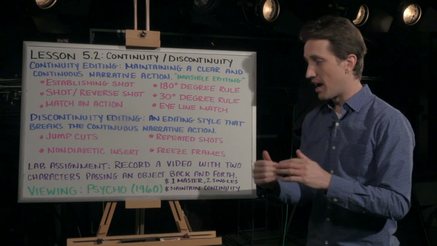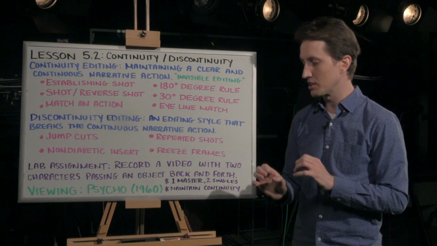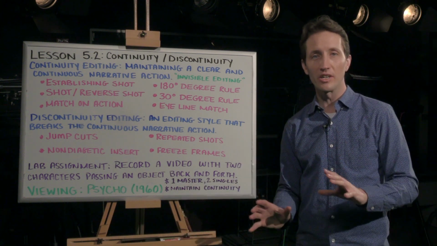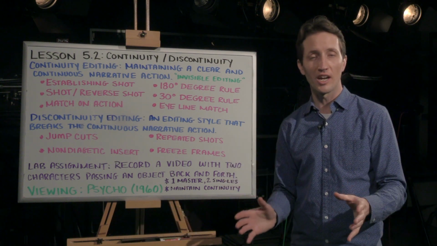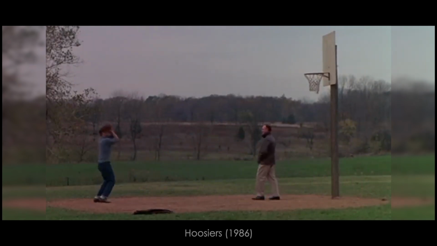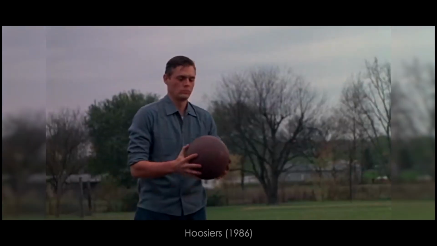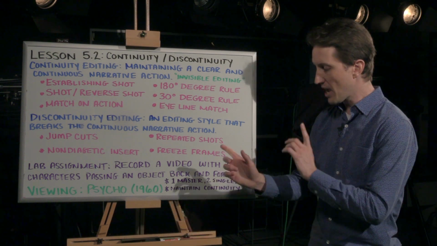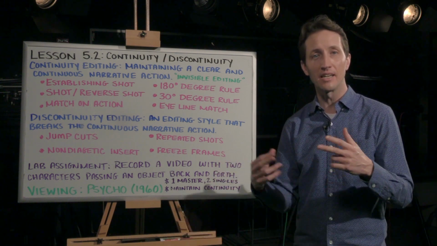But I'm actually not done yet. Your lab assignment for this week, guys, is to record a video with two characters passing an object back and forth. And the goal here is to preserve continuity. So you're going to start with a master shot that shows both characters and the object that they're passing back and forth. It doesn't matter what it is. And then you're going to cut in to at least two different single shots. A medium close-up of character A, a medium close-up of character B. And then you're going to edit these three shots together in order to maintain continuity.